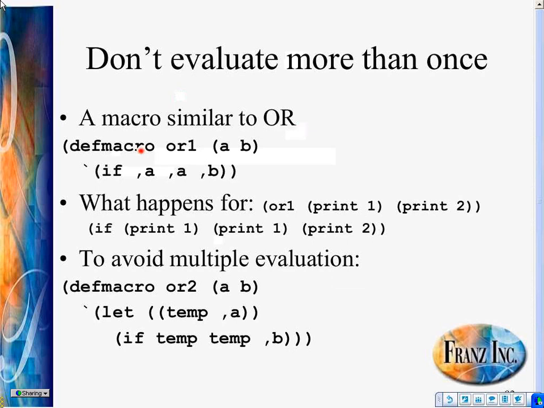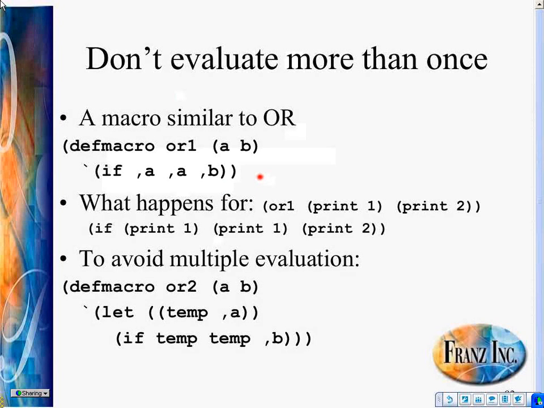And so suppose that you said, all right, I'm going to define my own macro called OR1. It's just going to work on two arguments, but that's fine. And so here it is. If I'm going to evaluate the first argument, if that returns true, then I'm going to evaluate it and return its value. And if it returns nil, then I'm going to evaluate the second argument.